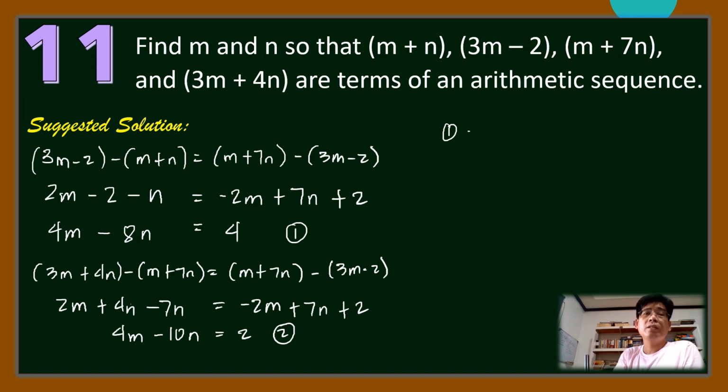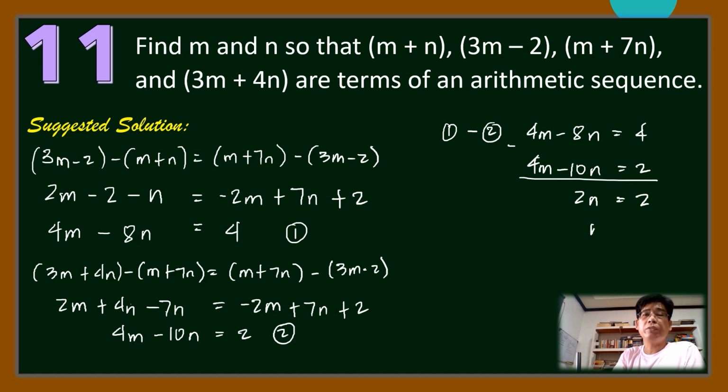Subtracting equation 2 from equation 1 will eliminate the variable m. We have 4m minus 8n equals 4. And then 4m minus 10n equals 2. Negative 8n minus negative 10n is 2n. 4 minus 2 is 2. Then we have n is equal to 1, dividing both sides by 2. Let us use equation 1 to solve for m. We have 4m minus 8 times 1 is equal to 4. We have 4m is equal to 12. That's adding 8 to both sides. Then m is equal to 3.